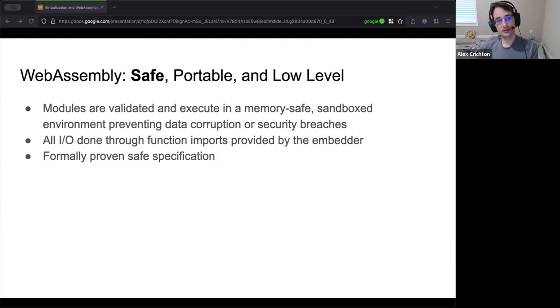And a big part of that is that all I/O is not inherent to WASM, but rather done through function imports. So you explicitly say, I would like to import the function to print to the screen, things like that. And then on the more academic side of things, WebAssembly is a formally proven safe specification. The WebAssembly type system is formally proven sound, covering all the execution semantics within.